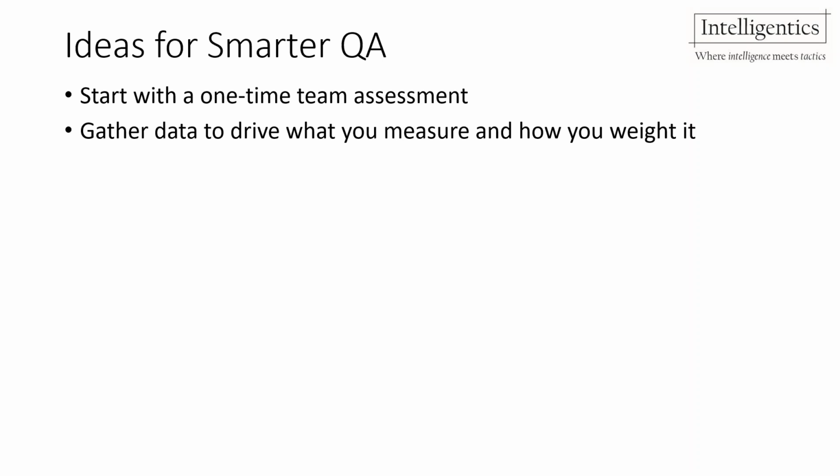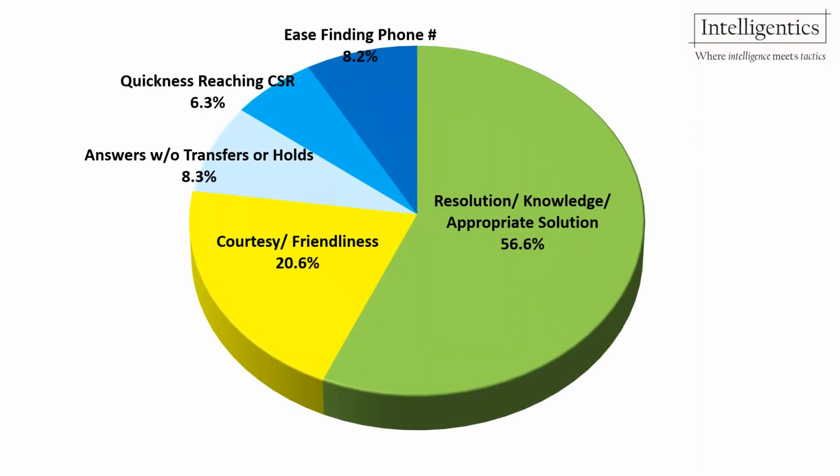The second thing: gather data to drive what you measure and how you weight it. I'm going to pick up here on what Daniel shared with us, and I'm going to show you a pie chart. This is an actual pie chart from one of our clients. The Intelligentix research team did customer satisfaction research for this client, and of the 13 different dimensions of service that we tested, these are the 5 that came back. This is what is really driving this company's satisfaction.